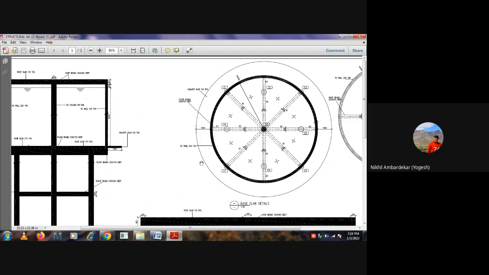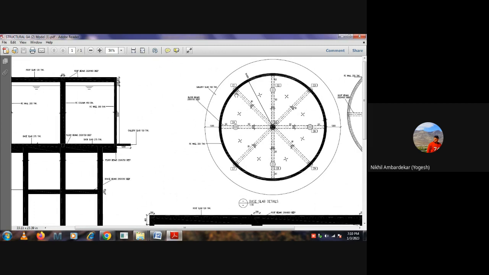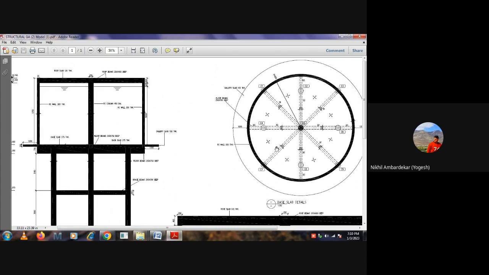Out of C1 to C9, only C5, the central column, goes up to the roof. Except C5, all columns stop at the base slab. Understand? Can you see this? C1, C2, C3, except the central one, C5. This is C5, so except this, all columns are going to stop here. Okay, got it?